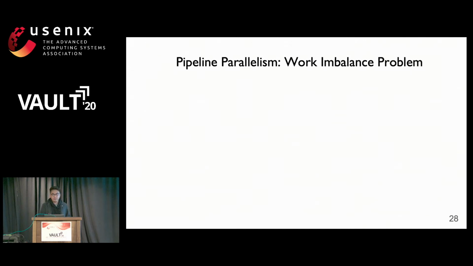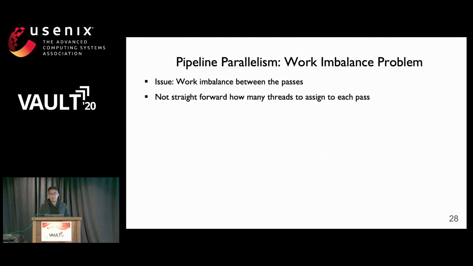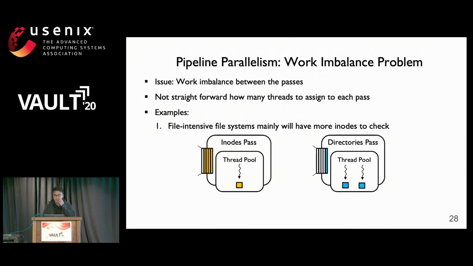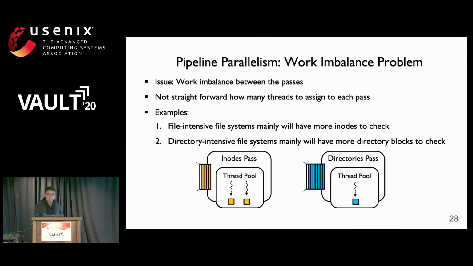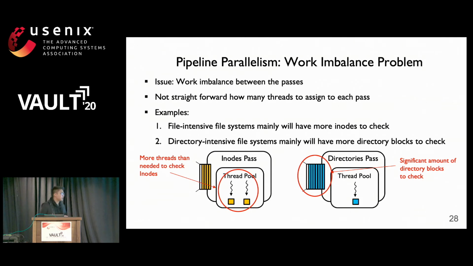So even with pipeline parallelism, we still face the issue of work imbalance, as we saw before. In this case, different file system configurations can cause work imbalance between the passes. And because of this, it's not very straightforward how we should assign threads to each pass. Let's take, for example, pFSCK running with 3 threads. For a file-intensive file system, the majority of checking would be done on inodes. However, you can see here there are many inodes that need to be checked, but there are more threads within the directories pass. Looking at a directory-intensive file system, there may be more directory blocks that need to be checked, but then more of the threads are assigned to pass 1. In this case, we need a mechanism to migrate these threads, right?